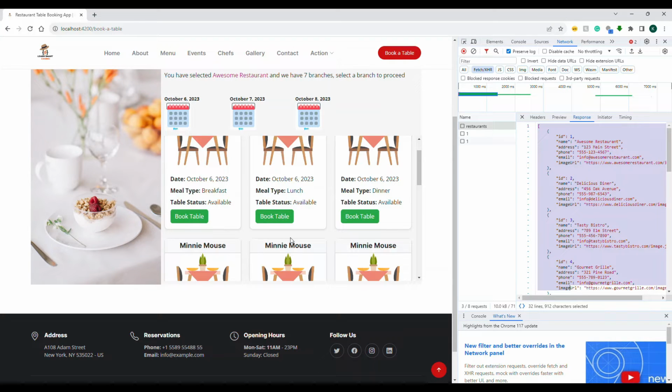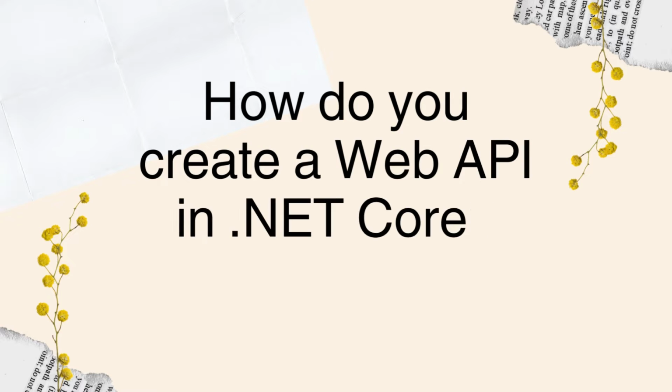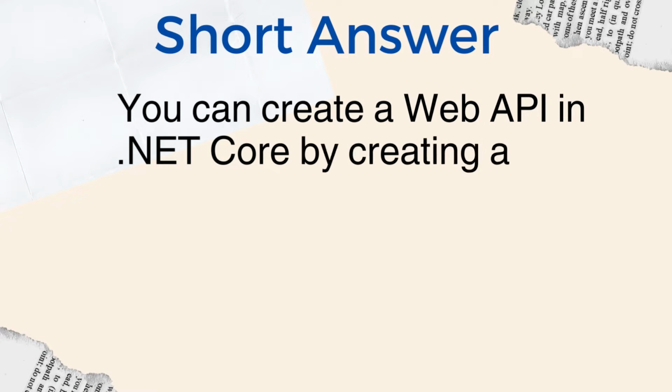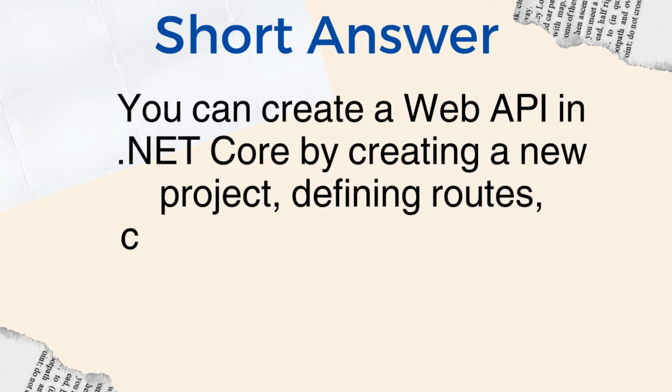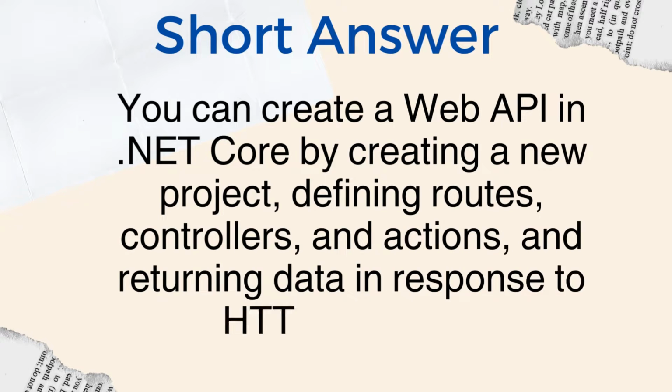Okay, so now we know what a web API in .NET Core is and how it is different from the traditional web application. The next question is, how do you create a web API in .NET Core? The short answer: you can create a web API in .NET Core by creating a new project and then defining the routes, controllers, and actions, and returning the data in response to the HTTP request. So let's understand what it is.